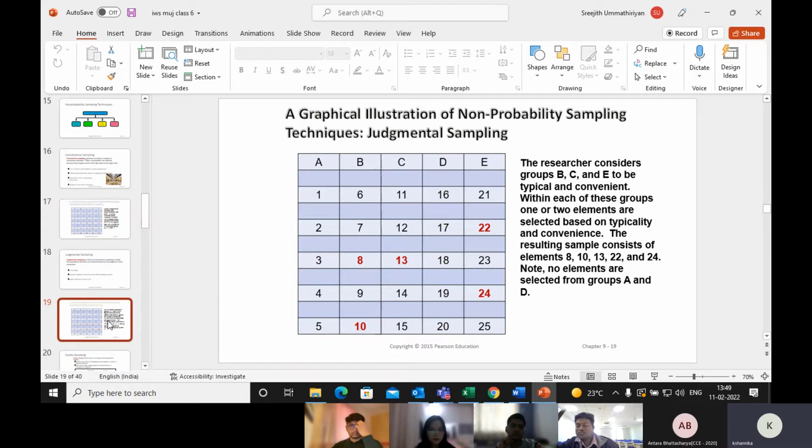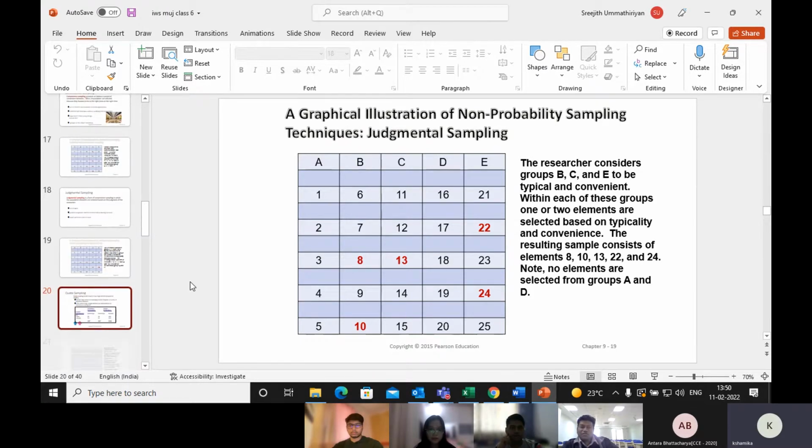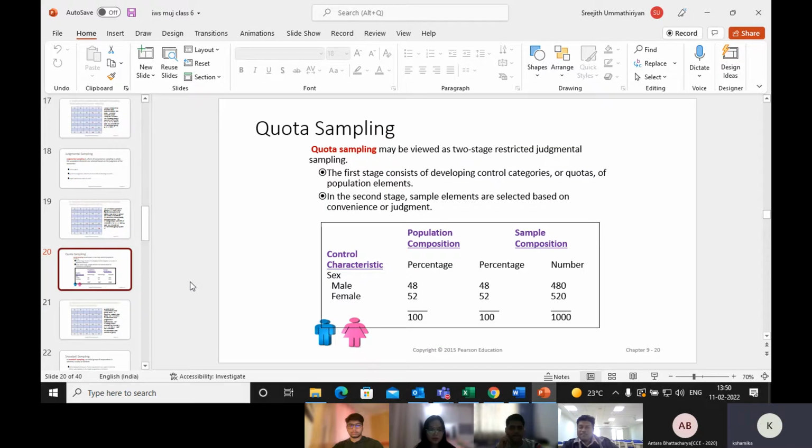In this one, 5 groups of people: A, B, C, D, and E. But I know that B, C, and E are more scientifically minded, and I might be getting responses from these groups, whatever I seek. So I completely ignore A and D, and I go only to B, C, and E. And from there, I choose people of my convenience or based on typicality. So that's your judgment sampling. I've explained this, but I'm trying to show the grid to you so that the message comes out more strongly.